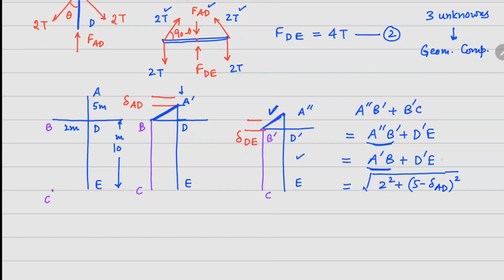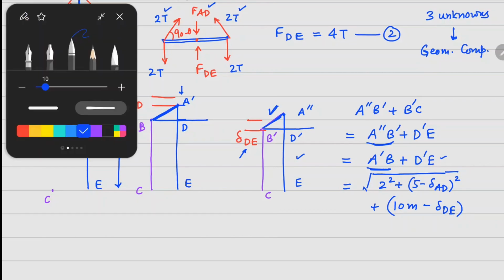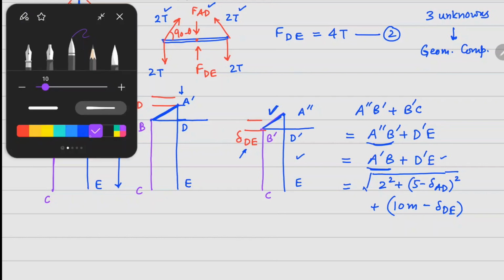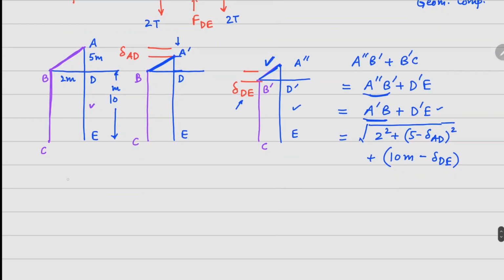And your D dash E right here is going to be 10 meters, which was the original length, minus delta DE. So in calculating the final length of this cable here, only delta AD is playing a role, and the final length of this member here, the delta DE is playing a role. So I can write down the final length now.